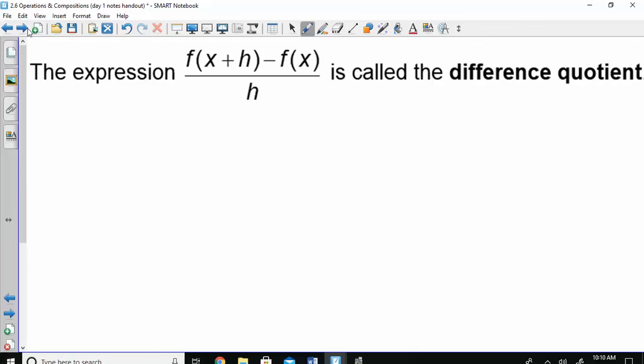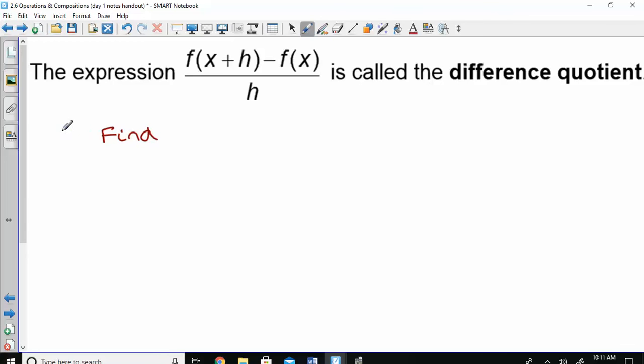Next thing. I'm going to talk about this expression. It has a name, it's called the difference quotient. I'm really not concerned that you know what it's called right now, but we should be able to evaluate something like this. And when we do that, we do it in pieces.